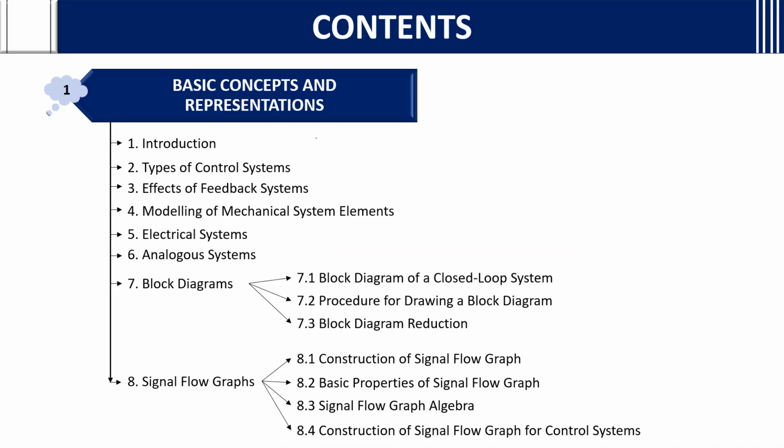Under this module, there is basic concepts and representation. Under this, we'll study introduction, types of control system, effects of feedback systems, modeling of mechanical system elements, electrical systems, analog systems, and block diagrams, where the block diagram of a closed loop system, then the procedure for it, then block diagram reduction, construction of signal flow graphs, basic properties, signal flow graph algebra, construction of signal flow graph for control systems. Like this, we have many concepts under this module. First, we will see what is a control system, its introduction and types of control systems in this video.